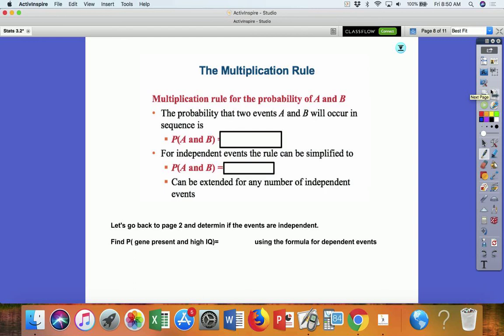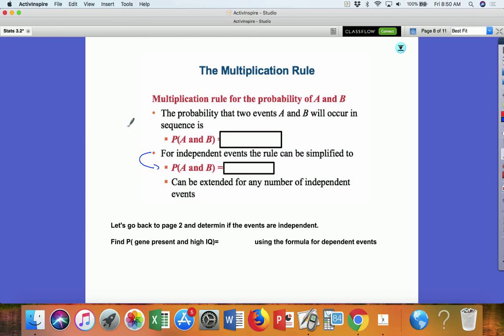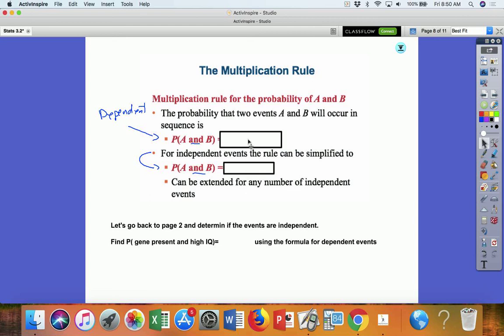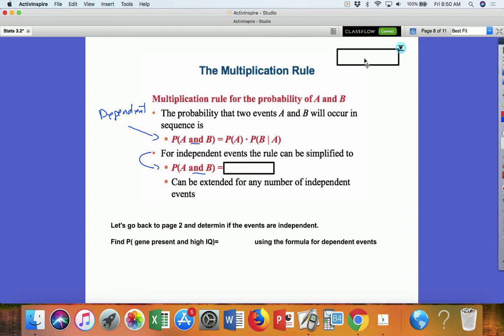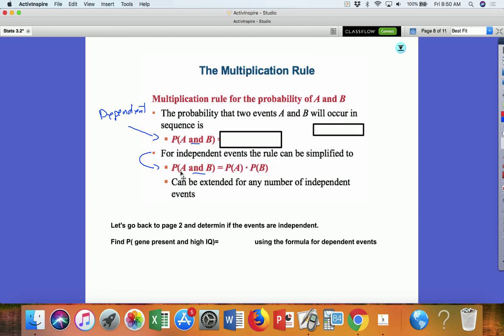So this is going to be our formula for independent events. This is going to be our formula for dependent events. And we know "and" means what? Multiplication. So we're going to do some multiplying, and the first one is really easy. The independent one: the probability of A and B is the probability of A times the probability of B. Multiply them out.